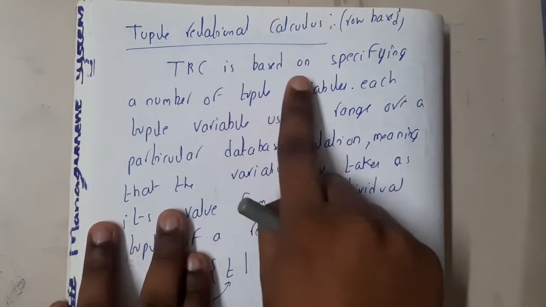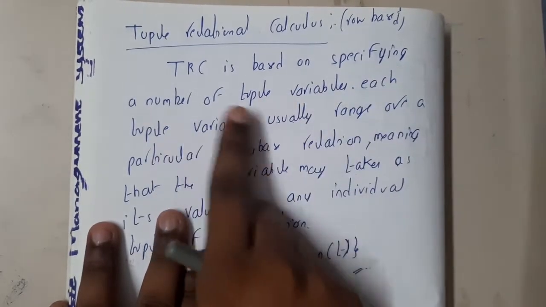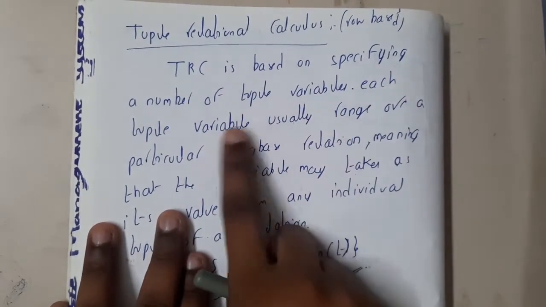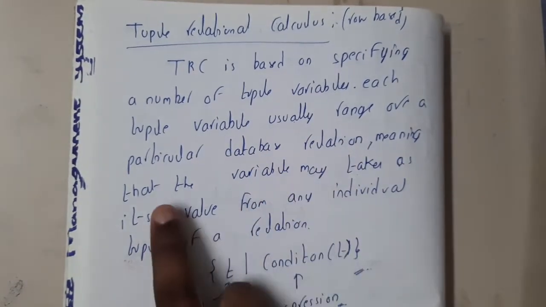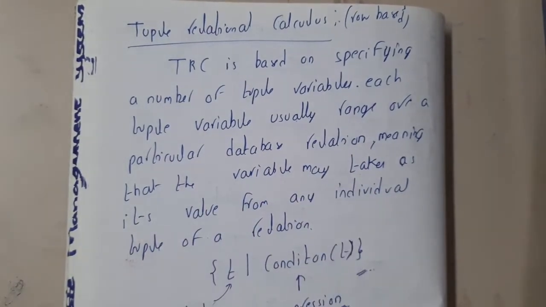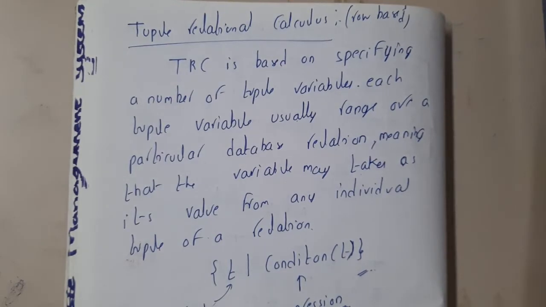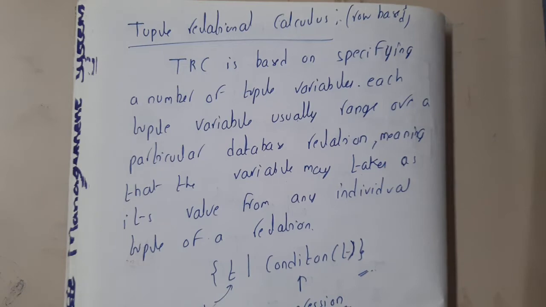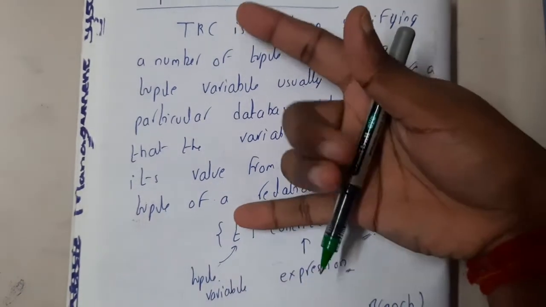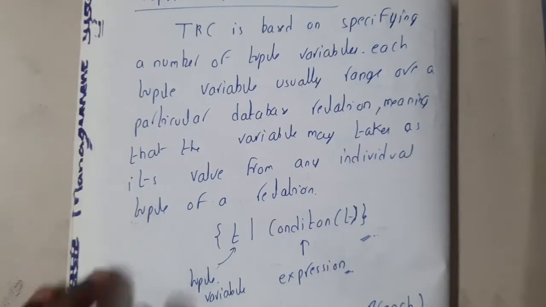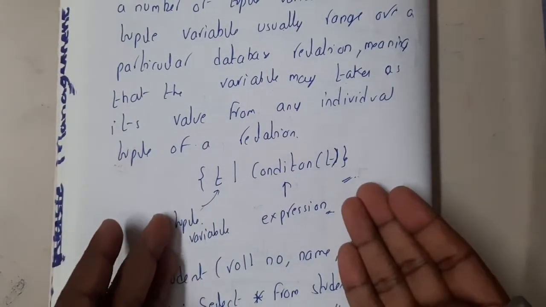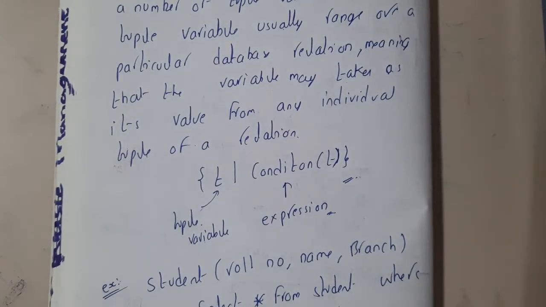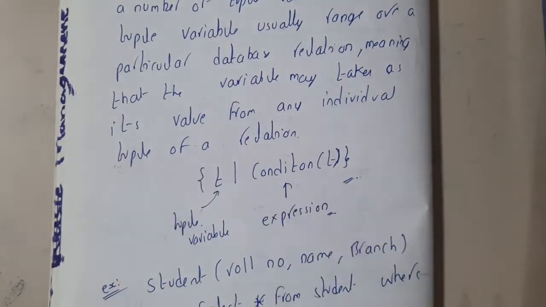TRC is based on specification of a number of tuple variables. Each tuple variable usually ranges over a particular database relation, meaning that the variable may take as its value any individual tuple of a relation. I don't know how much you are getting from this particular definition, but let it be. So, T such that condition of T. In this way, the tuple relational calculus will look. Here T is nothing but the whole tuple.